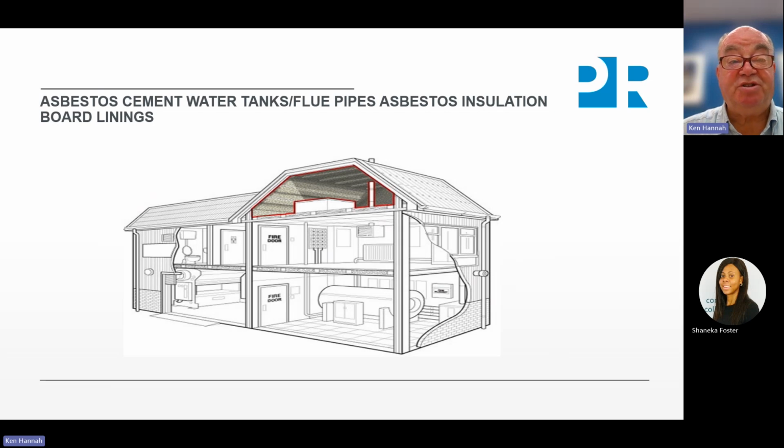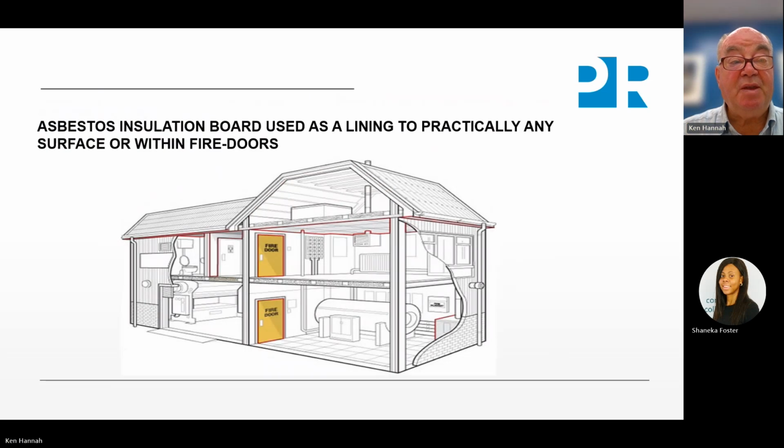Asbestos cement water tanks, flue pipes, asbestos insulation board linings. Insulation board used as a lining to practically any surface or even sandwiched in between fire doors. So looking at a metal fire door, you might think, oh, well, that doesn't have any asbestos containing material, it's metal. But actually, there is a sandwich in the middle of it, which helps to protect against fire coming through and certainly protect against heat.